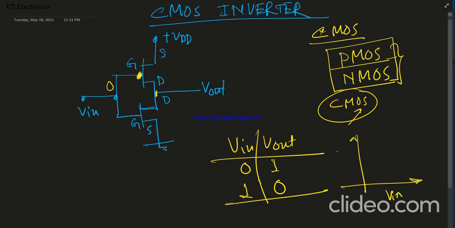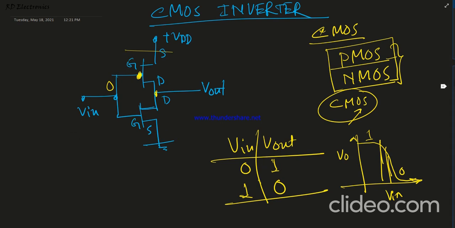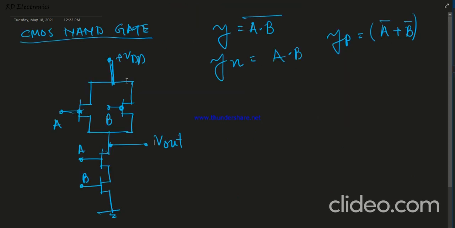If we plot V input versus V output, then it is just as shown here. So this is the transition region, where the logic goes from 1 to 0. This is known as the transition region. So using these two MOSFETs, we can implement the concept of CMOS topologies. So this is known as CMOS inverter circuit operation.